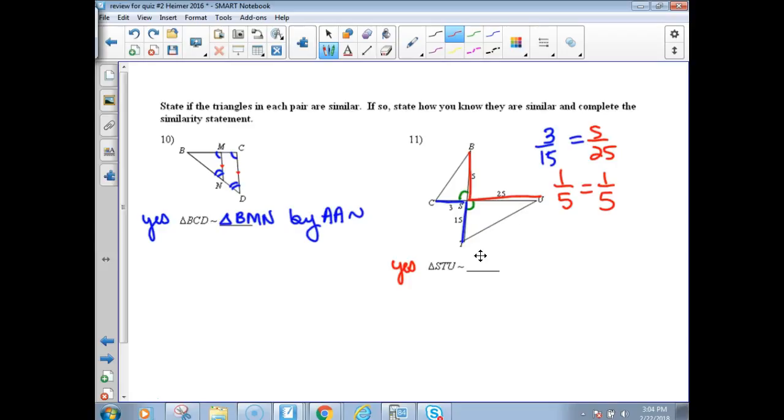STU is similar to triangle SCB. And that would be by Cadence.